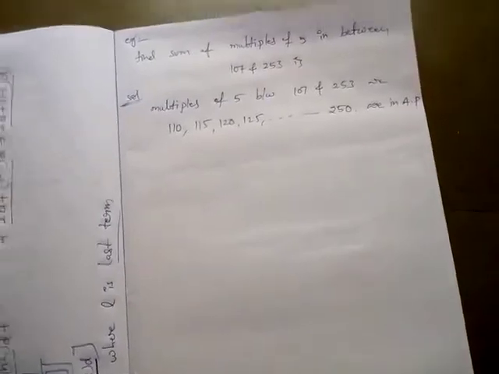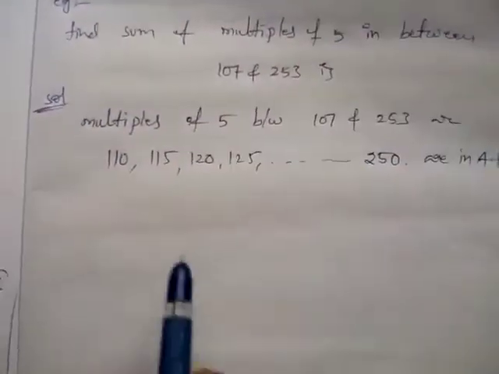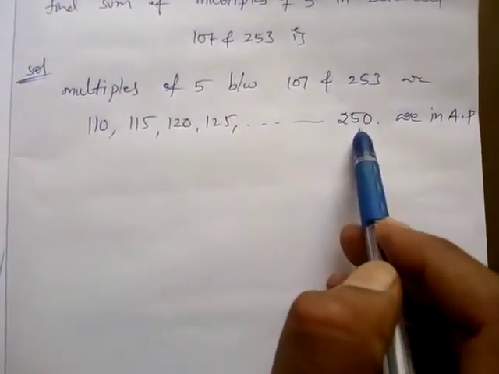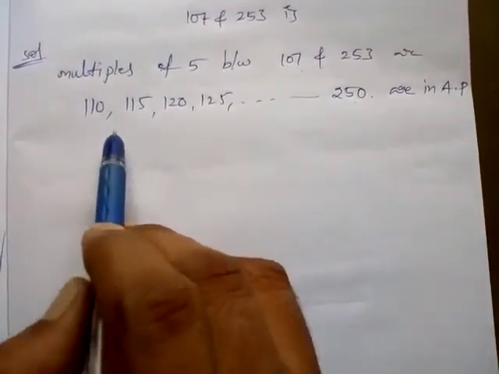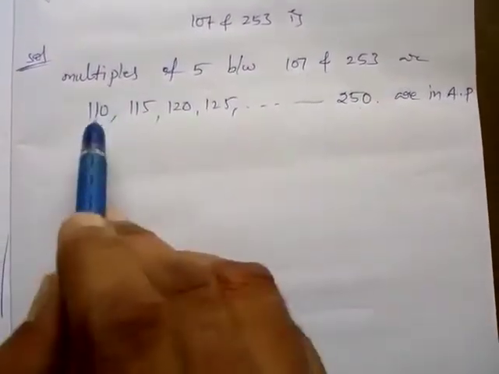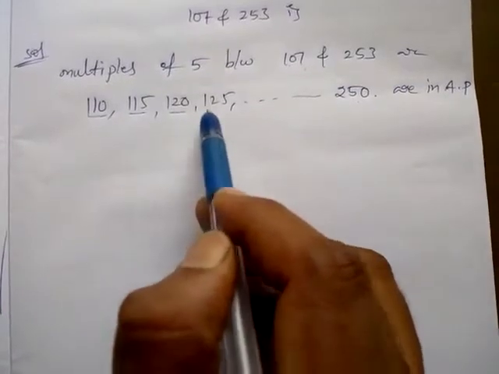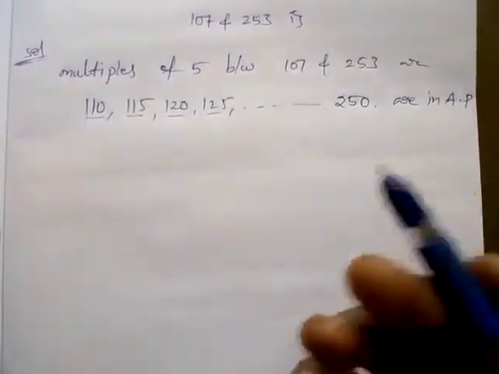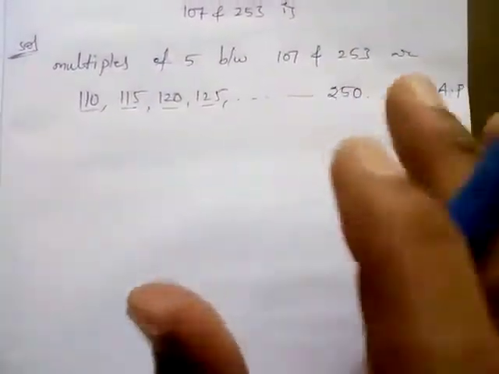This is an AP series. So here, how many terms are there in total? First we have to find how many terms. Not 250 terms, since it doesn't start from 1, 2, 3, 4, 5 like that. Here it is 110, 115, 120, 125, ... 250. First we have to find the number of terms.